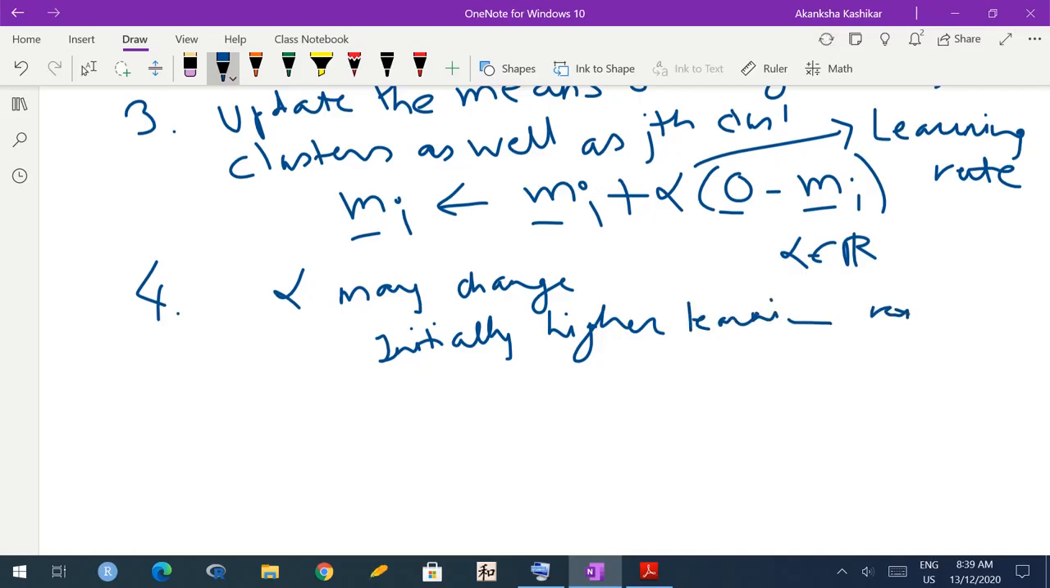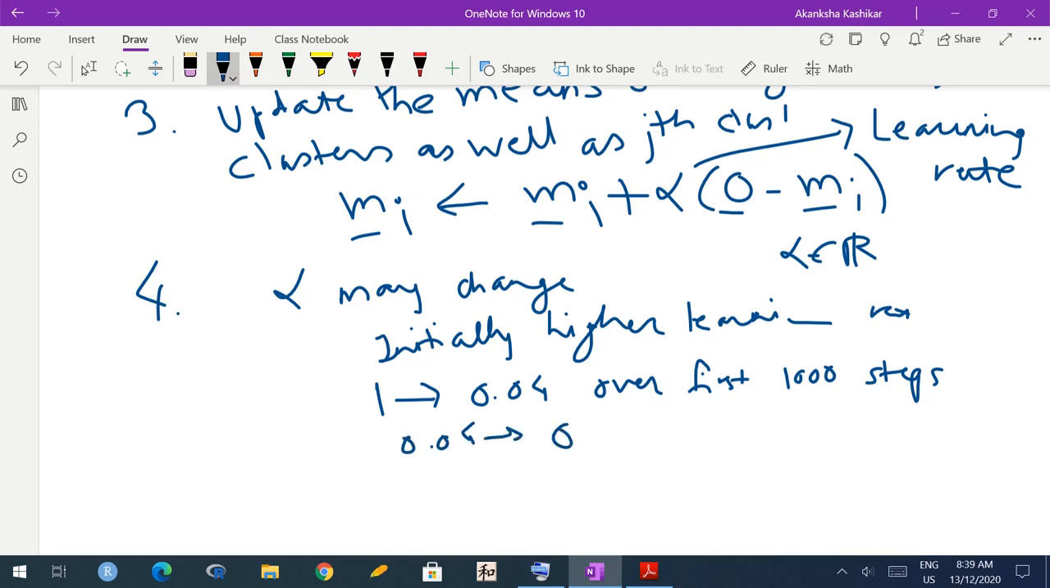So maybe you can let it go from 1 to 0.04 over the first 1000 steps. And then from that point onwards, you may again let it go from 0.04 to 0 in, say, the next 1000 steps. So something like that can happen. Initially you have a high learning rate, it goes on decreasing, and later it decreases very slowly, but obviously it is low. So you go on updating the clusters and you keep repeating this process.